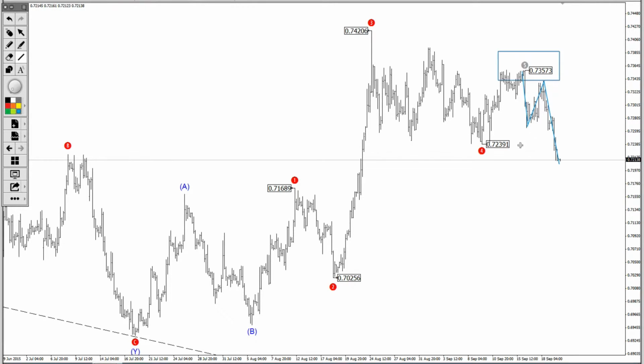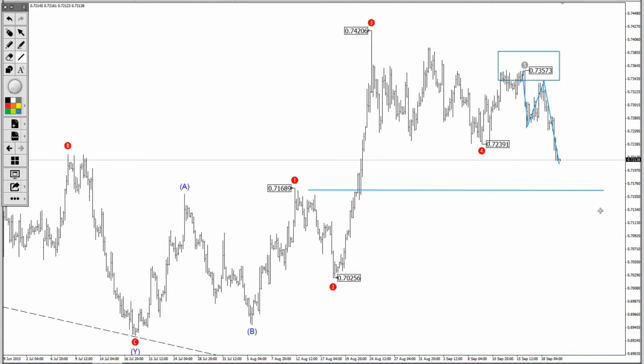Since we have a decline and a close below the 0.724 level, this is giving a stronger signal that the decline and reversal has happened. I would like to see a decline and a close below this level, which is 0.7169.